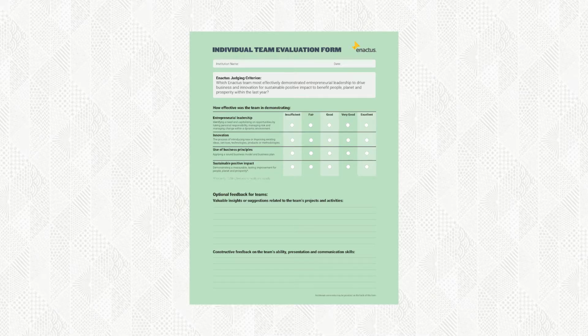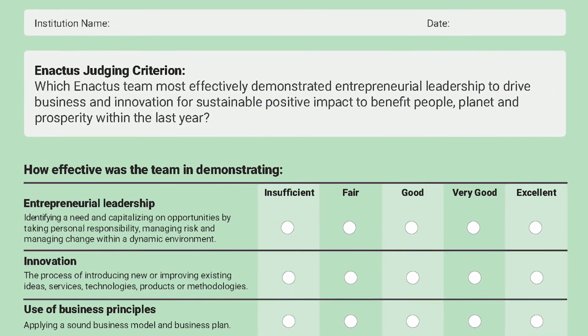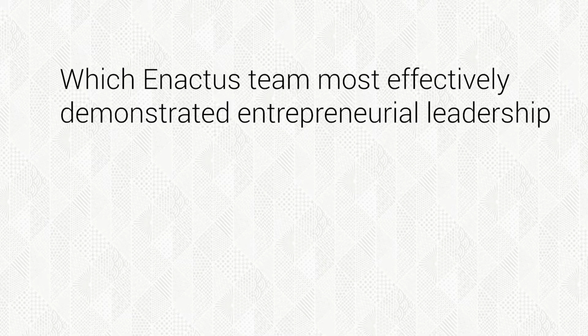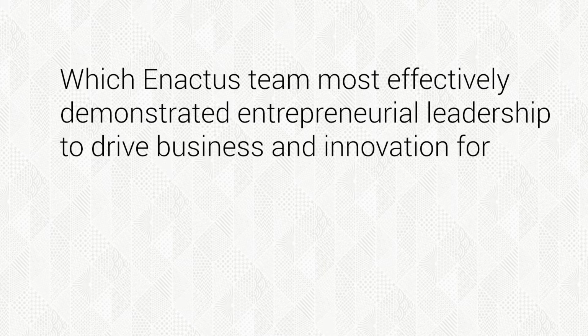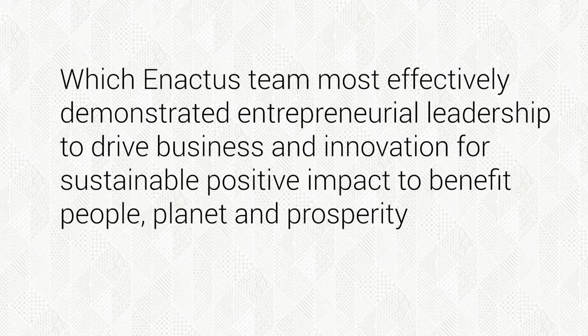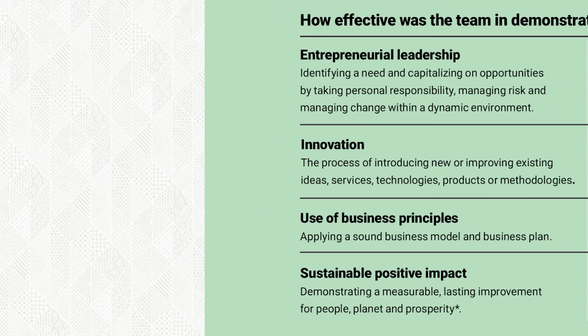Now, please turn to the first green page in your handbook. This is the individual team evaluation sheet, which outlines the judging criterion and scoring areas. The single question you will apply today to make your best judgment for teams' presentations is which Enactus team most effectively demonstrated entrepreneurial leadership to drive business and innovation for sustainable positive impact to benefit people, planet, and prosperity within the last year. The criterion is broken down into 4 areas for scoring purposes.